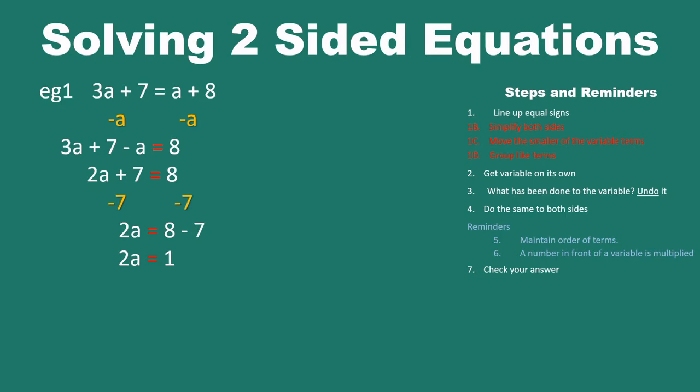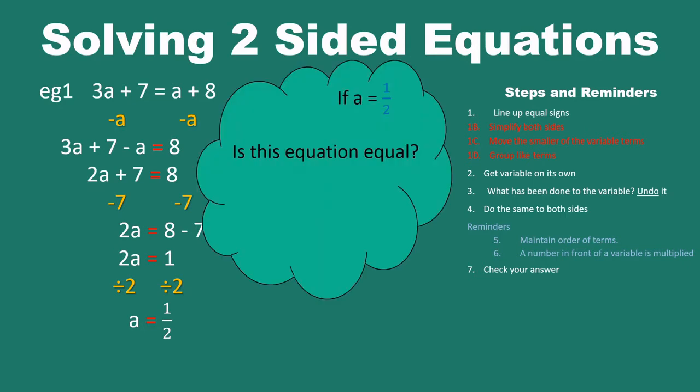I want that variable on its own. So what's happening to the A? It's being multiplied by 2. To undo that, we'll do the opposite. Let's divide by 2. If I divide the left-hand side by 2 to get the A on its own, I must also divide the right-hand side by 2. So A must then be equal to 1 over 2. Remember, fractions just mean divisions. 1 divided by 2. So if A is equal to a half, let's check that answer.